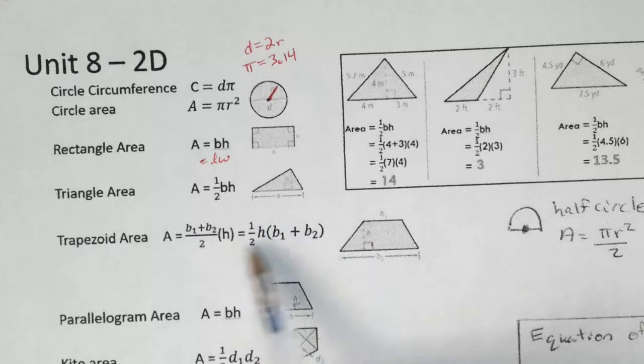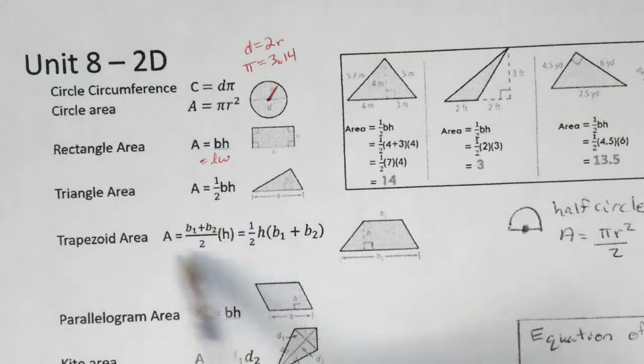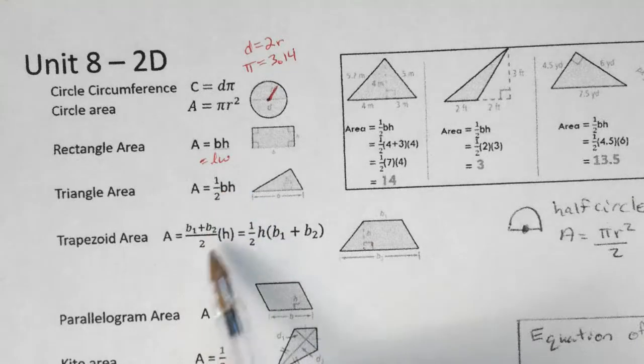Another way to look at it is this, but I really prefer this way. This way makes a lot more sense because the average of the bases, that's base times height. Everything is basically base times height. A triangle is half base times height, though.